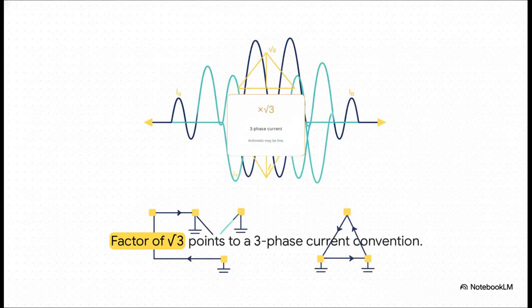Now, what if your error is off by a factor of the square root of 3? Yes, the number that haunts basically every power engineer. Well, the math is actually trying to tell you something highly specific here. It points directly to a broken three-phase current identity somewhere in your system.